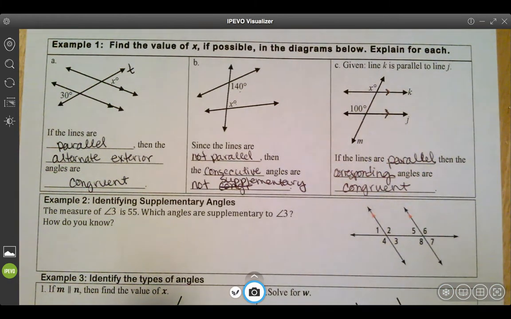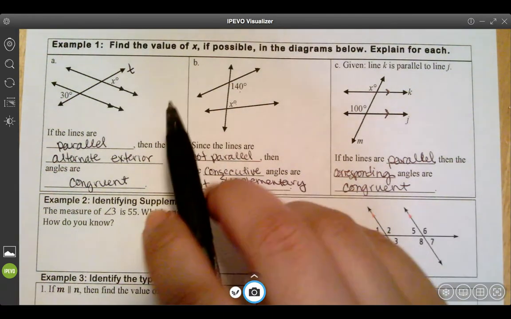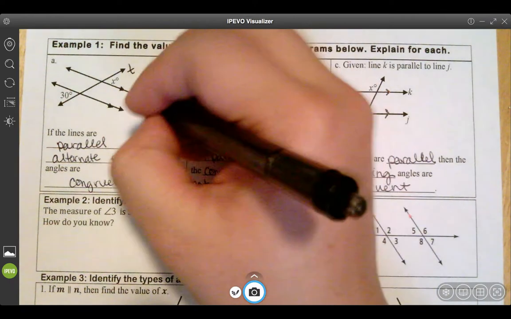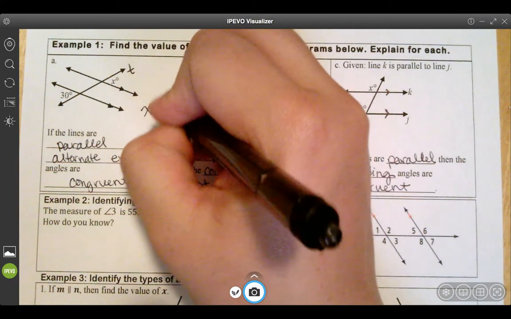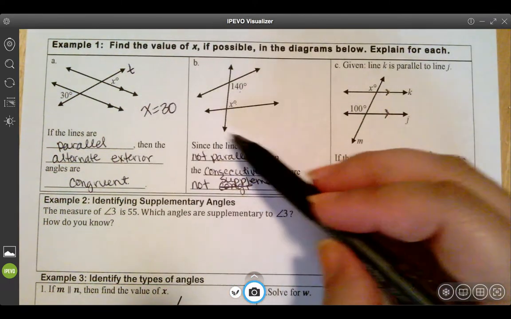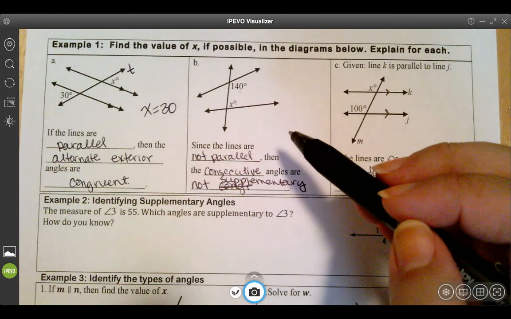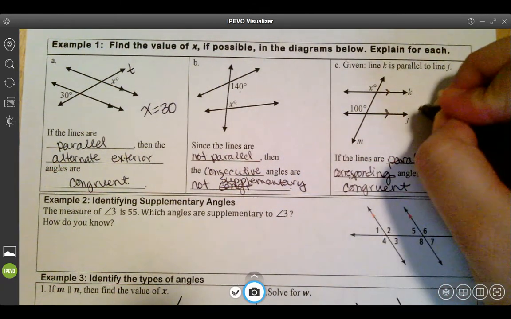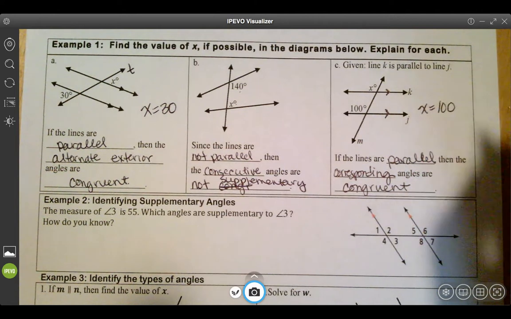Okay, and then we said we also wanted to find the value of x. So going back to our first example, we said these are congruent. So if these are congruent, then x equals 30. We cannot tell from part B. We don't have enough information to finish that. And then part C, we said they are congruent. So x equals 100.